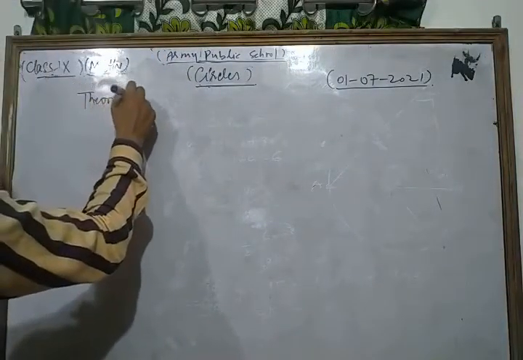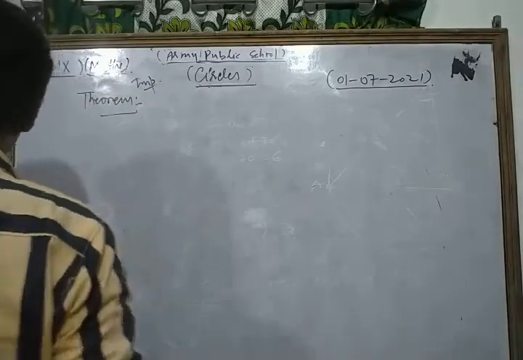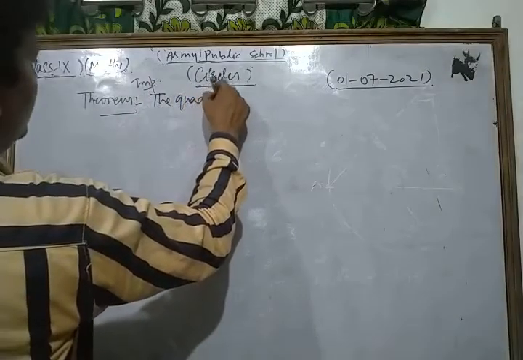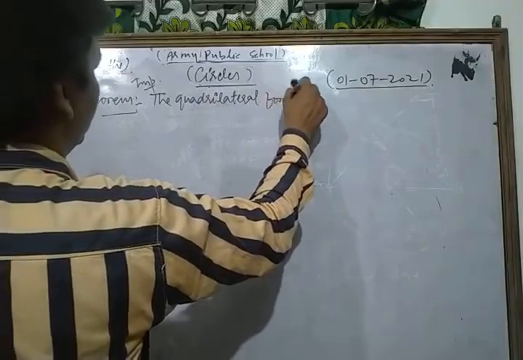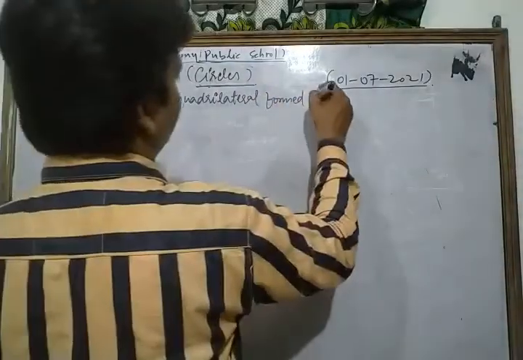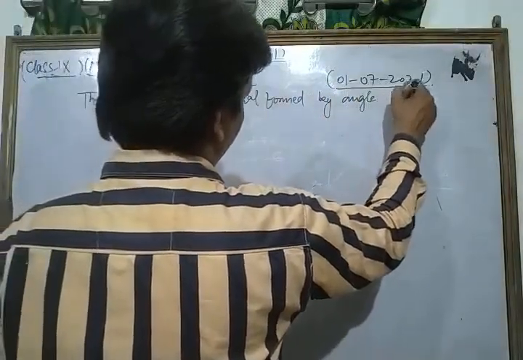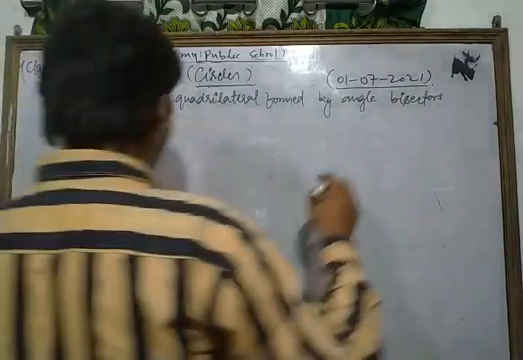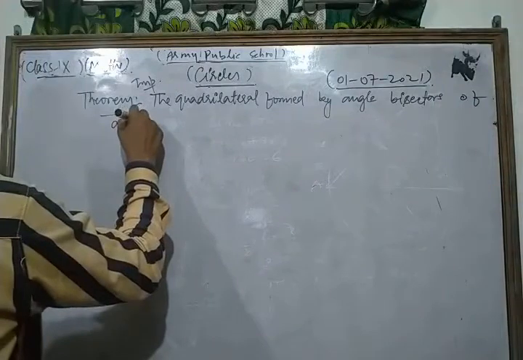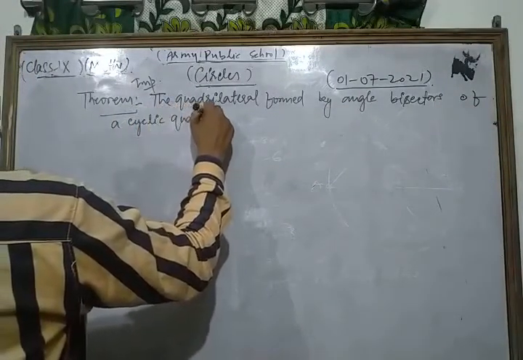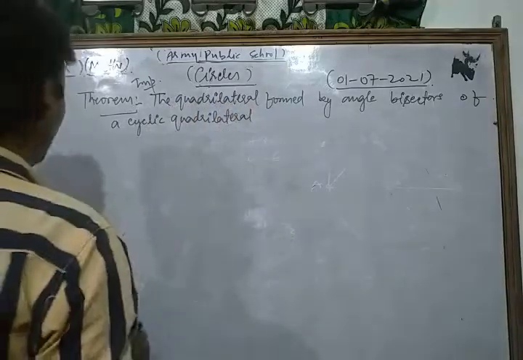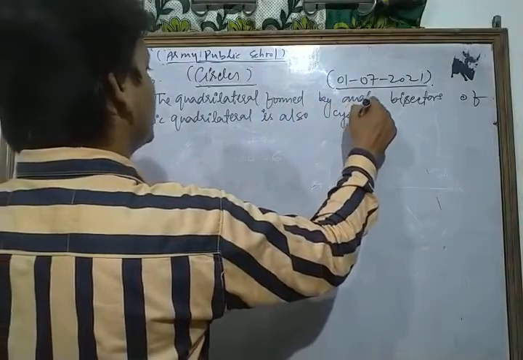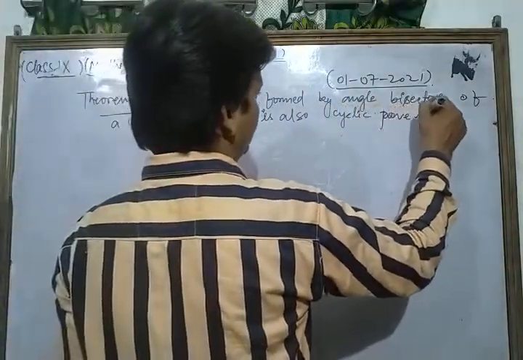This is a very important theorem, dear students, related to the topic, and the theorem is: the quadrilateral formed by the angle bisectors of a cyclic quadrilateral is also cyclic. Prove it.